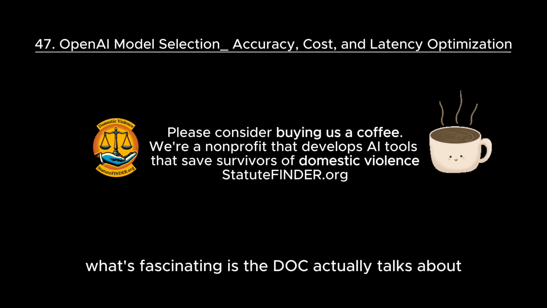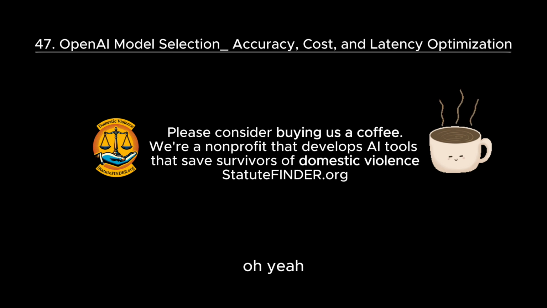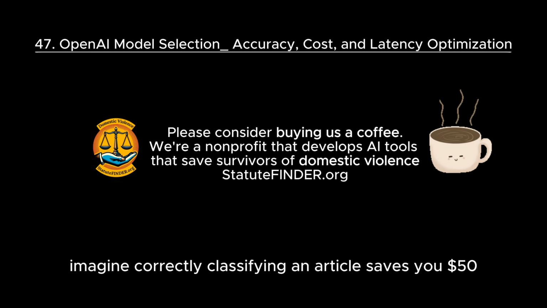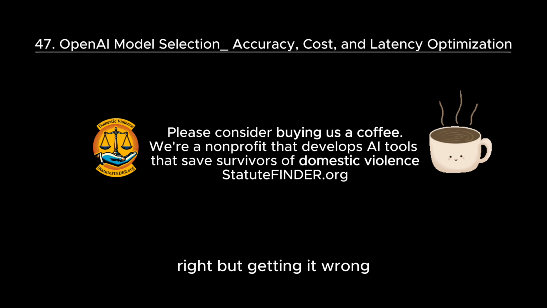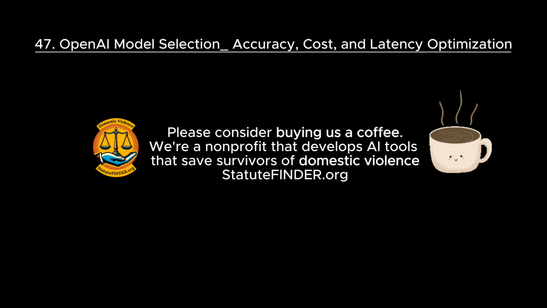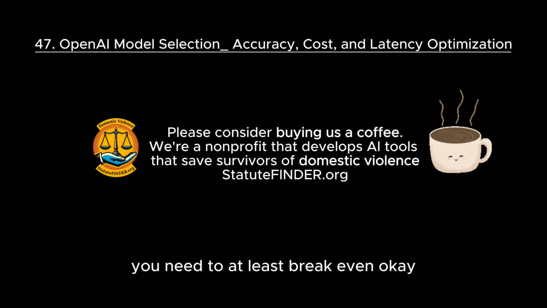What's fascinating is the doc actually talks about calculating the financial impact of accuracy. Oh, yeah. Can you break that down for us? Absolutely. They use a fake news classifier as an example. Imagine correctly classifying an article saves you $50. Right. But getting it wrong costs you $300 because you need human review. Oh, wow. The doc shows how to calculate the minimum accuracy you need to at least break even. Okay, that makes the stakes crystal clear.